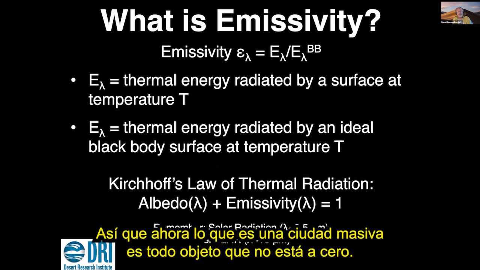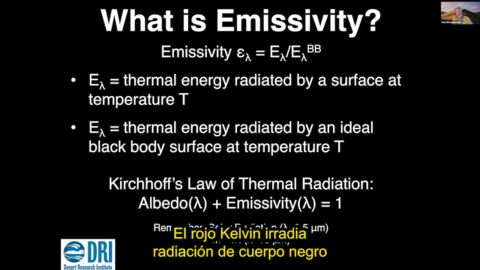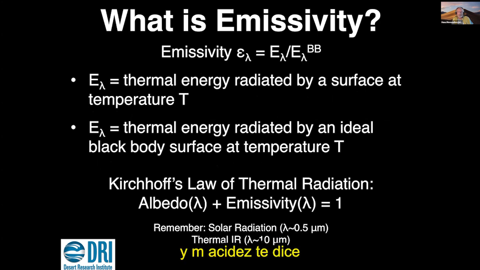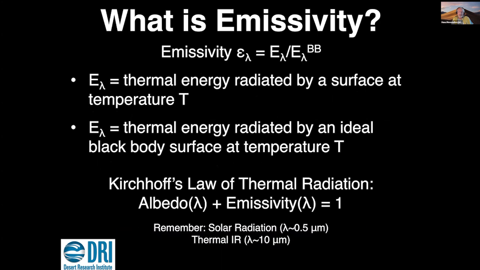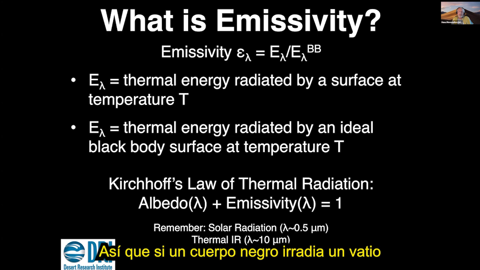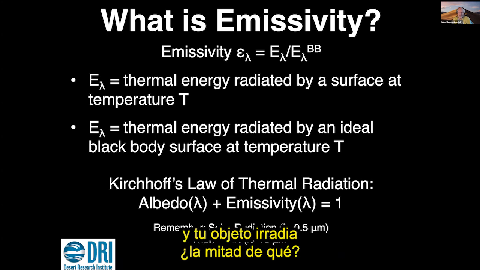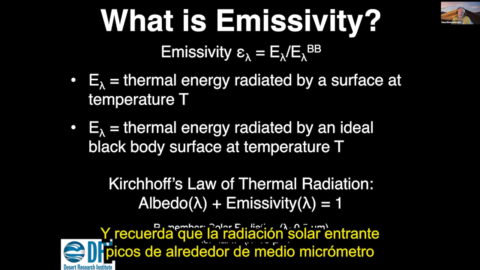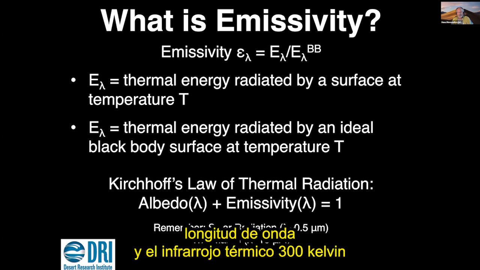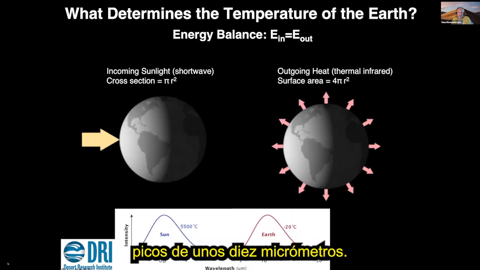So now what is emissivity? Every object which is not at 0 degrees Kelvin radiates black body radiation. And emissivity tells you what fraction of an ideal black body it would radiate. So if a black body radiates 1 watt and your object radiates half a watt, then it has an emissivity of 0.5. And remember, the incoming solar radiation peaks at about 1/2 micrometer wavelengths, and the thermal infrared at 300 Kelvin peaks at about 10 micrometers.